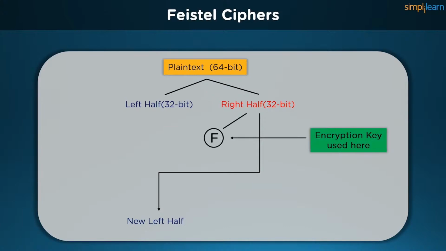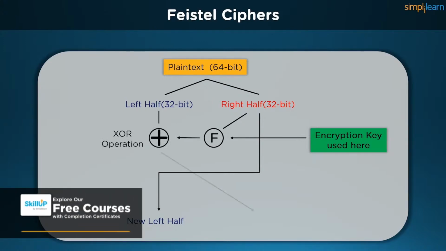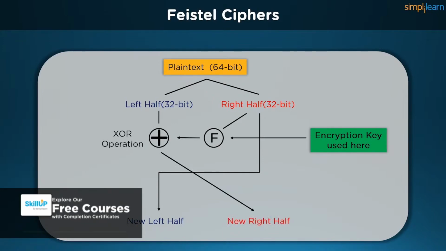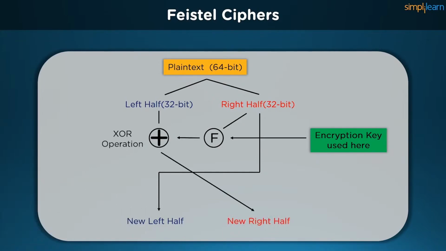Whatever the function gives as an output is passed on as an XOR input with the left half of the initial plain text. The next output will become the right half of the second round for the plain text. This entire process constitutes a single round in the Feistel cipher.